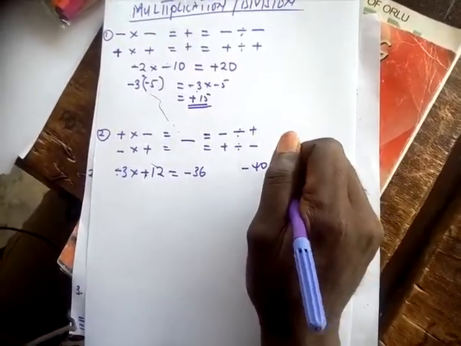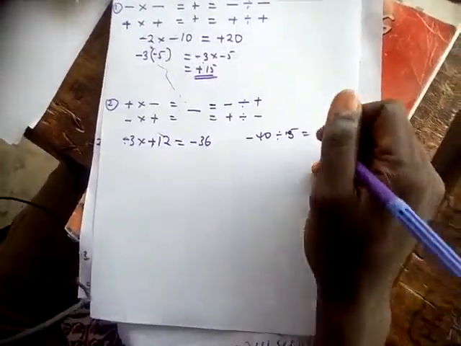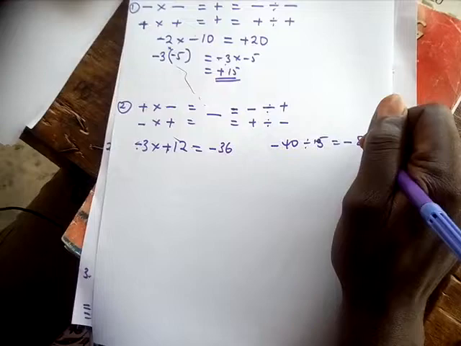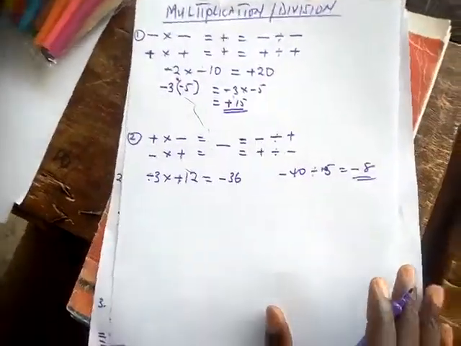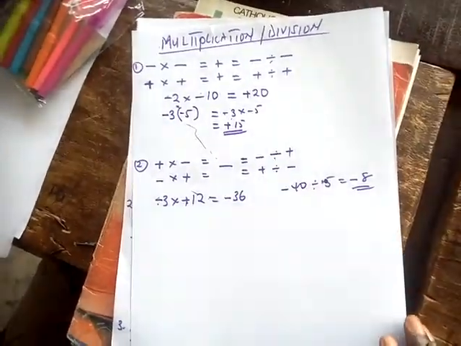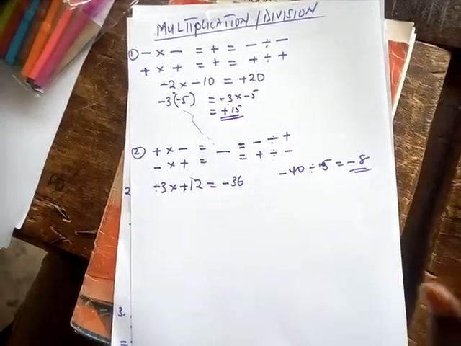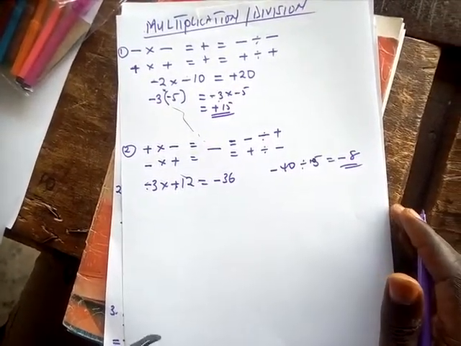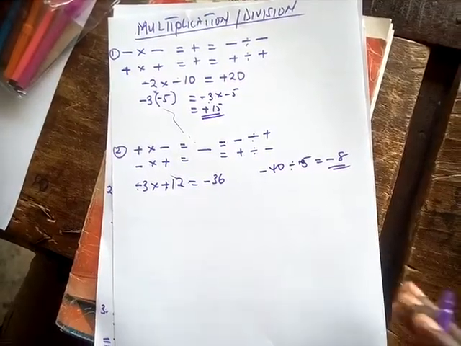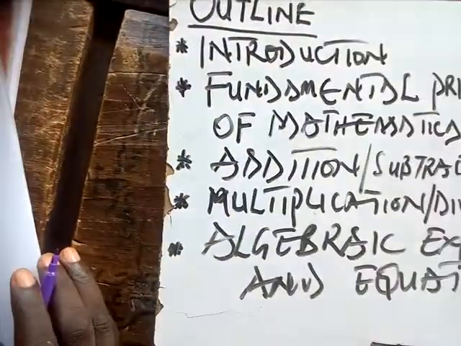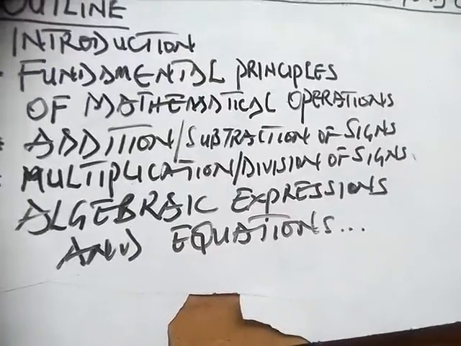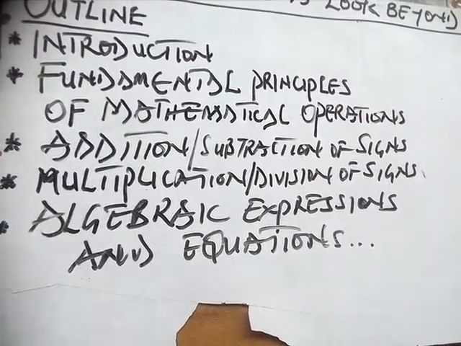Because 5 is positive, negative upon positive will give you negative, and this will give you 8, minus 8. So there isn't much we will do here. I think we have taken care of the fundamental principles of mathematical operations, the addition, subtraction of signs, multiplication, division of signs. So we'll quickly go to algebraic expressions.